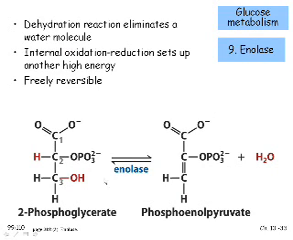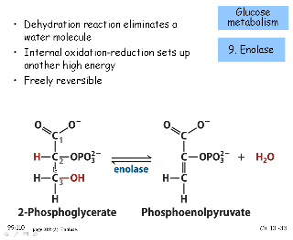And we're going to go from 2-phosphoglycerate to phosphoenol pyruvate. This is an enol, right? A double bond and an alcohol with a phosphate on it. So phosphoenol pyruvate. And enolase is the enzyme that can do this.